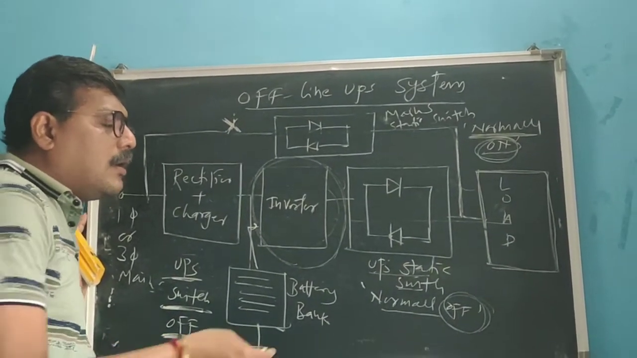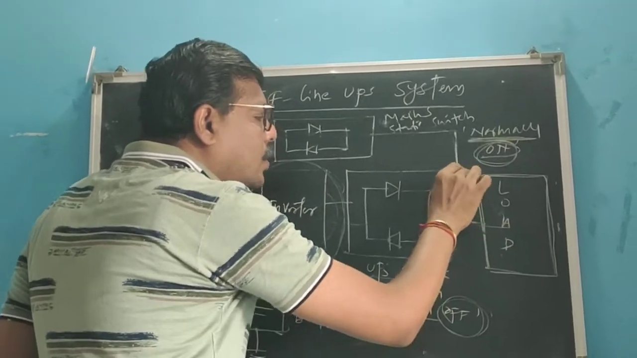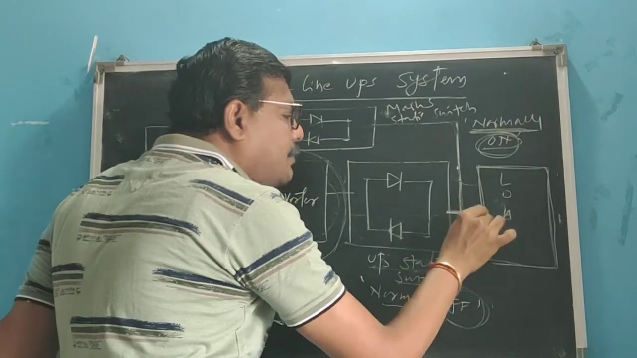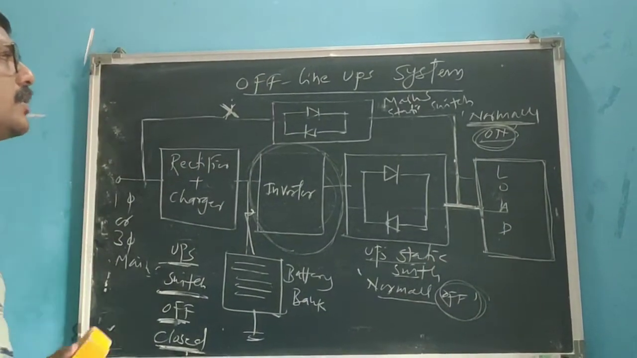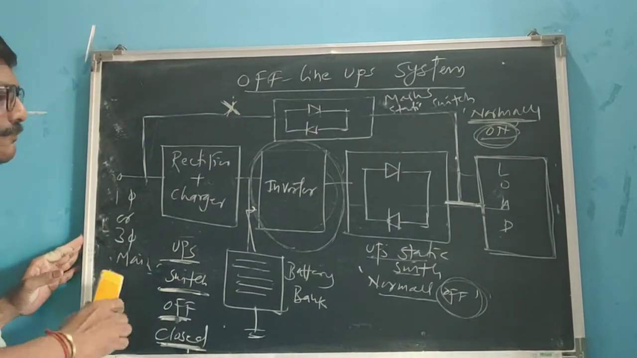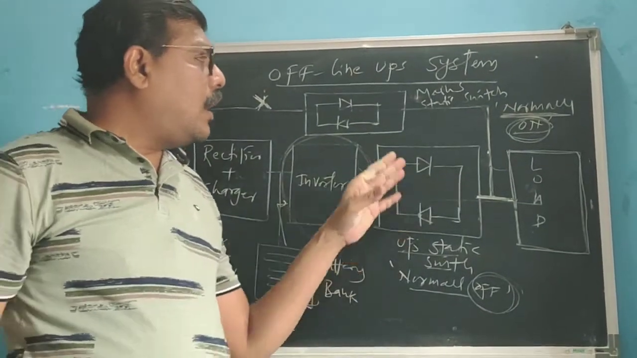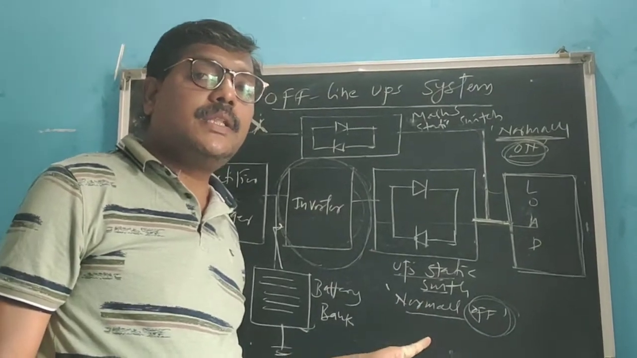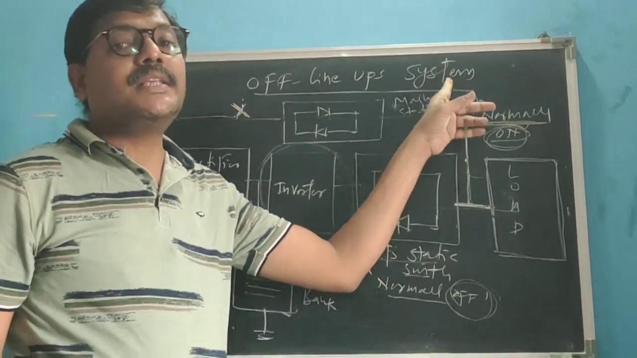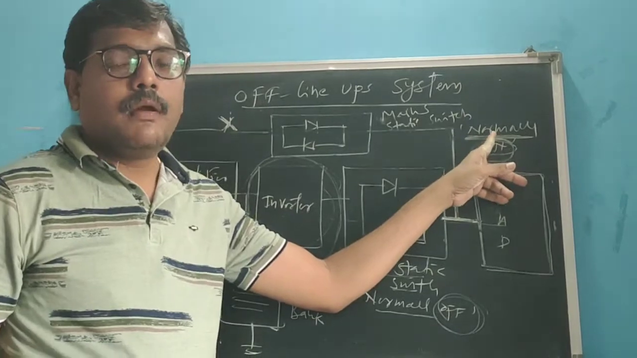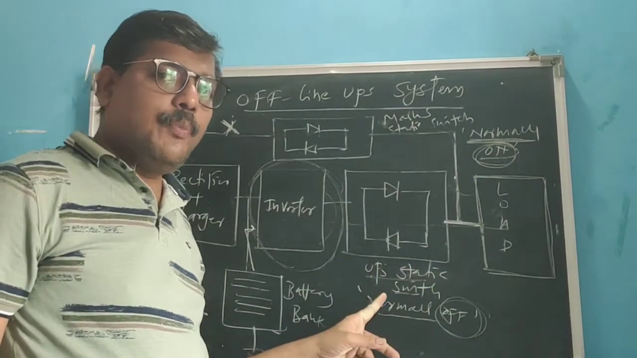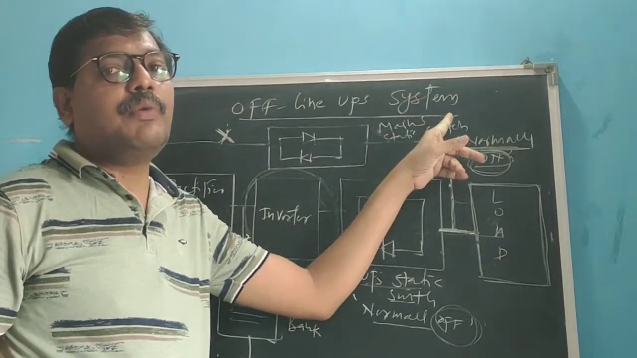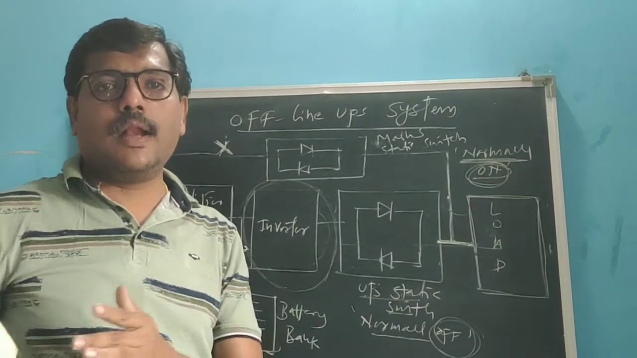And the changeover of the load from mains to UPS or UPS to load takes very little time. That time is nearly equal to 5 milliseconds. This is the working of your offline UPS system. So remember one point, online and offline are both the same. In online, the UPS static switch is normally on and the main static switch is normally off. But in the offline UPS system, the UPS static switch is normally off and the main static switch is normally on. This is the main difference between the online and offline.